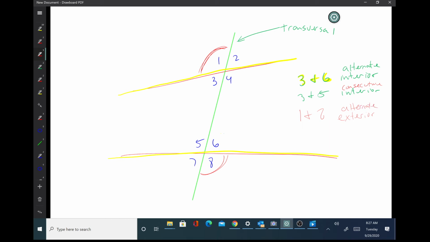There is no such thing as consecutive exterior, okay? We don't deal with those. There's no such thing as consecutive exterior. So there is one other one, okay? And this one's kind of weird.